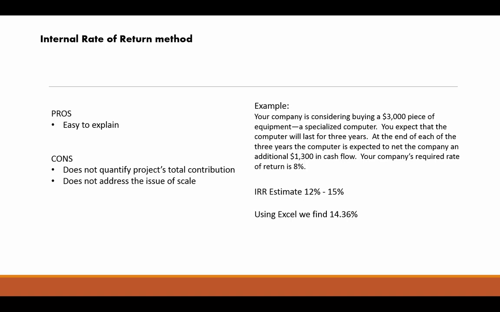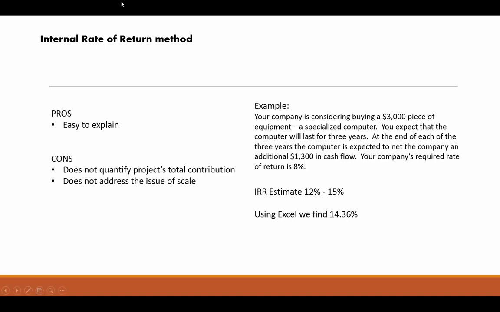But we can use Microsoft Excel, and I'm going to show you now how to use Excel for all three of these examples. We could use Excel and find that our internal rate of return was 14.36%. So in essence, if I invested $3,000 and then I made $1,300 a year for the next 3 years, what I'm saying is my rate of return on that investment is 14.36%, and I'll show you how to use Excel to calculate it.